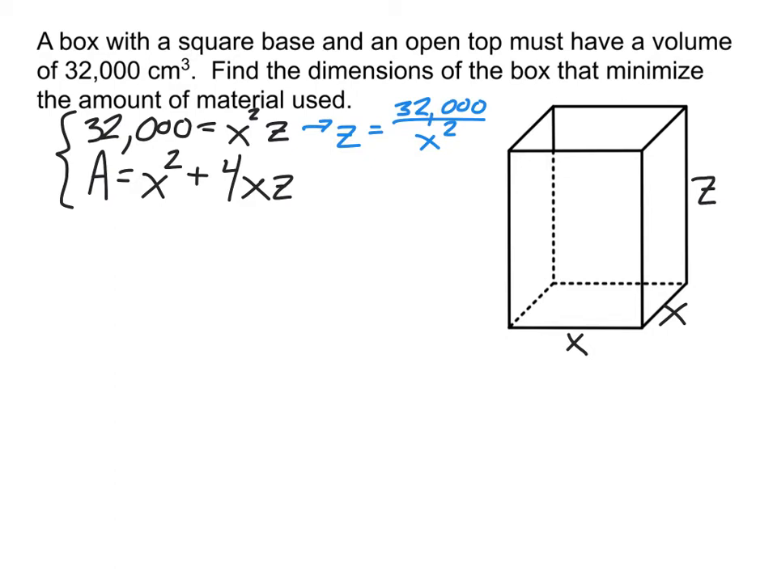The other advantage of having just solved for z is that when I go to plug it in here, I'm only going to have to plug it into one place, which hopefully will also make my life a little bit easier going forward. All right, so let's go ahead and plug that value of z into my area equation. So x squared plus 4x times the 32,000 over x squared. And we're going to have to find the derivative of this. It's going to be much easier to do so, though, if we go ahead and just simplify that first. So go ahead and simplify that.